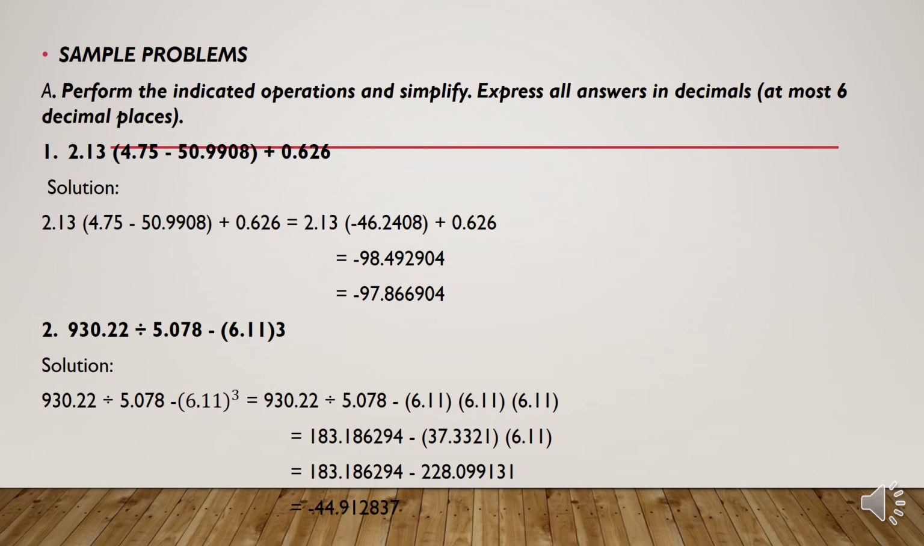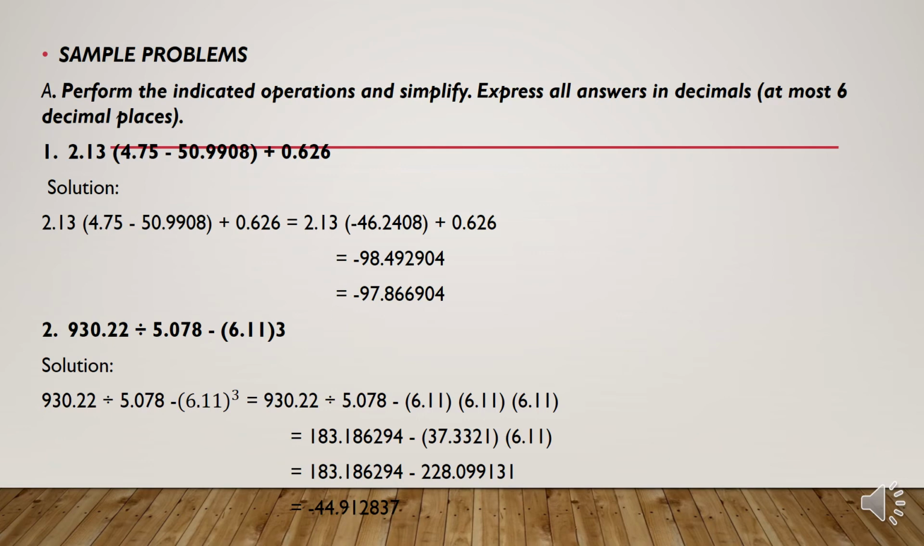We have here some sample problems. Perform the indicated operations and simplify. Express all answers in decimals, at most 6 decimal places. So number 1, 2.13 times (4.75 minus 50.9908) plus 0.626. Don't forget the rule of PEMDAS, in which we're going to answer first parentheses, exponent, multiplication or division, and then followed by addition or subtraction.